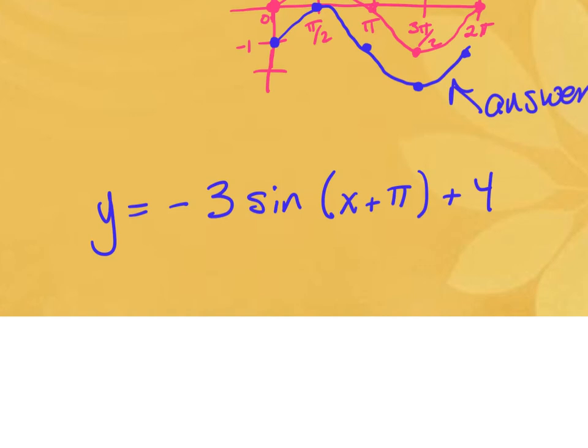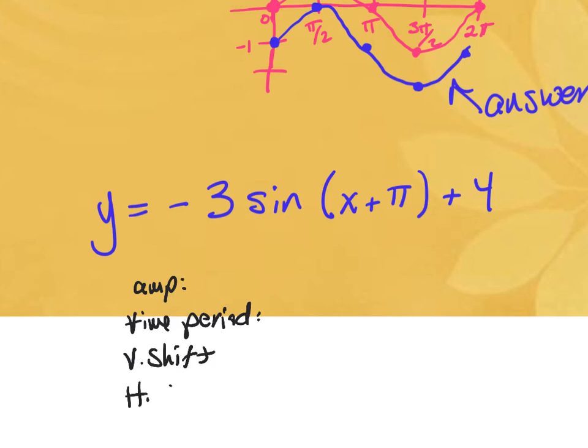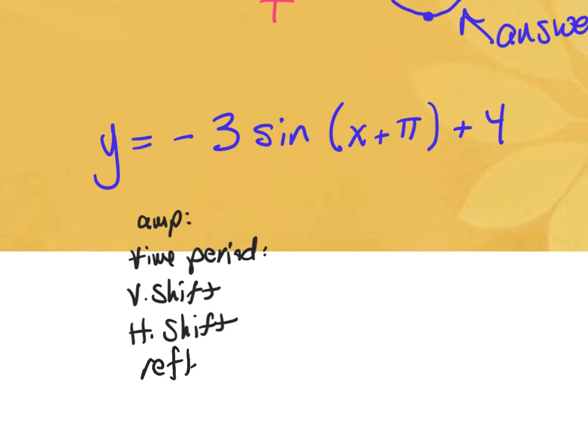All of the things. I have amplitude. I have time period. I have vertical shift. I'm going to add in horizontal shift. And then I have reflection. Now, just by looking at this, you guys can tell me all of the things, and then we can graph it. The first thing, what do I tell you to do every single time? What's the first thing you identify?